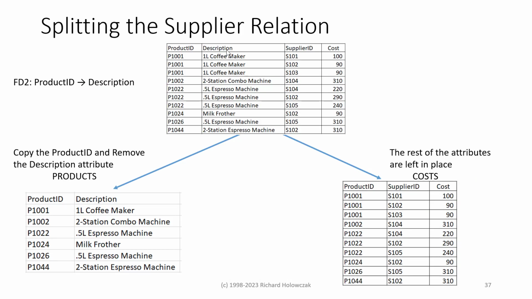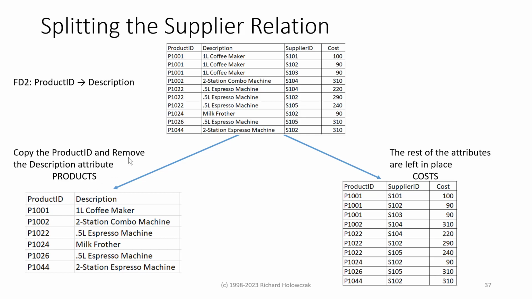We came up with our original relation. We saw that there's a partial key dependency. Product ID determines description. So we copy what is to the left. That gives us product ID here. And then we remove description. We bring them down here to their own new relation. Okay, you can already see some of the duplication has been squashed out of it. So this becomes our new relation.